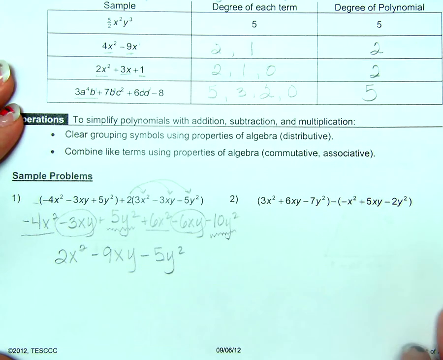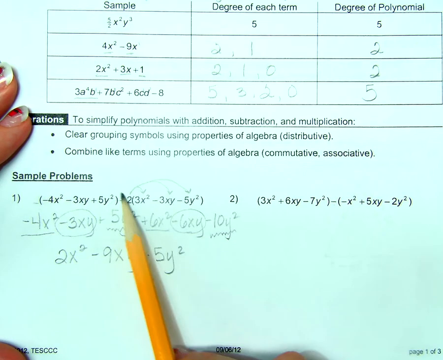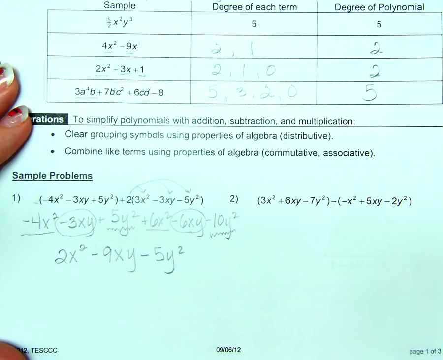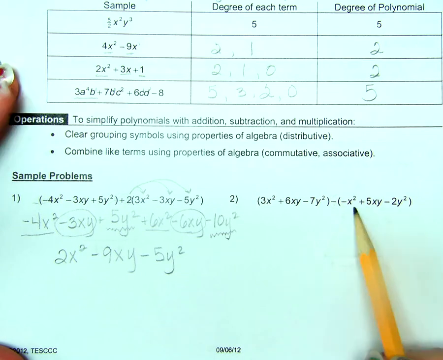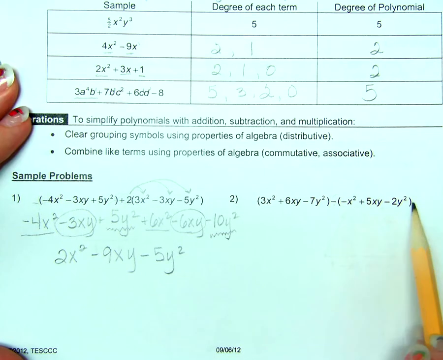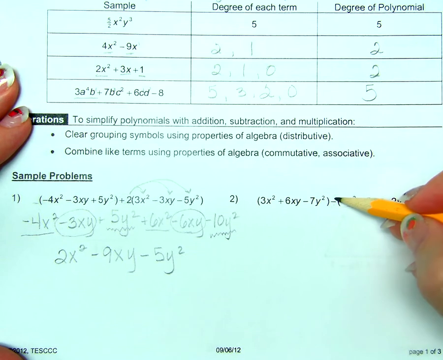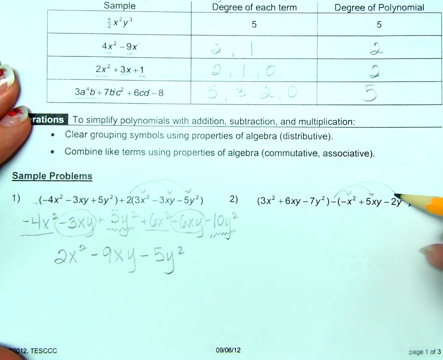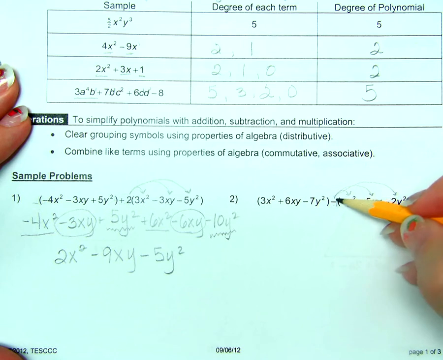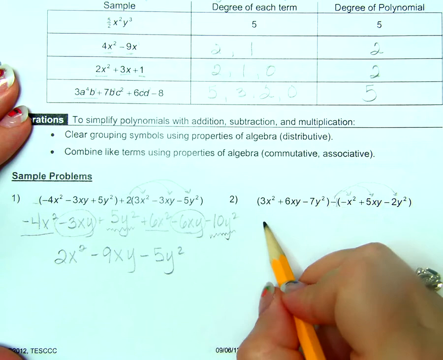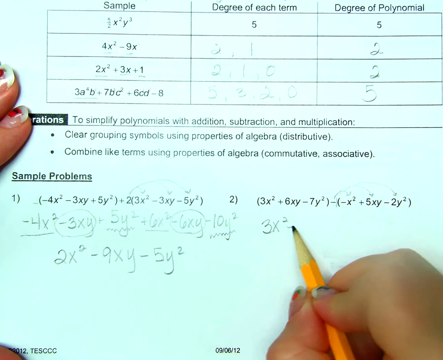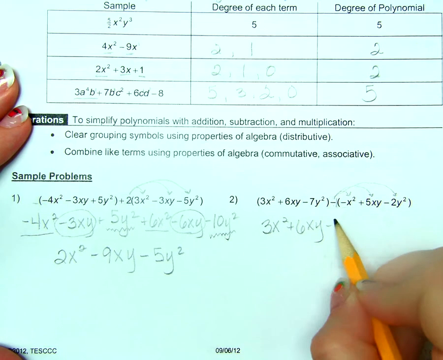The second sample problem here is a difference. This was a sum, this is a difference. With the differences, we have to be careful, right? Because we're subtracting every single term in this parenthesis right here. So what we're actually doing is distributing, because really, if you want to be technical, there is a 1 in front of that parenthesis, so we're distributing a negative 1 to each term. This parenthesis does not have a multiplier, so it's just 3x squared plus 6xy minus 7y squared.